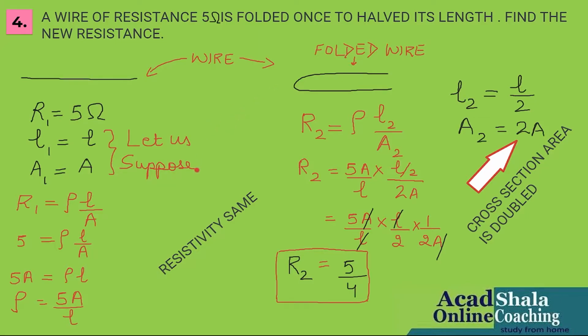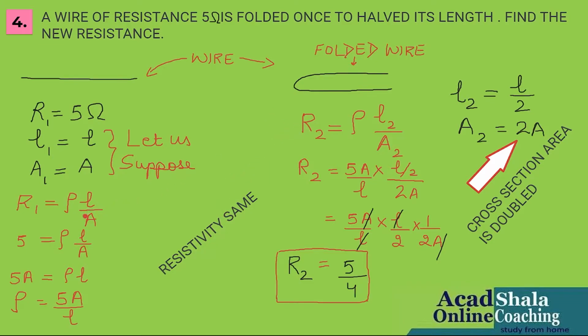Why? Because in both the cases, the wire was same. The only difference was that it changed its shape. That means I have folded according to the demand in the question. But they never said that the material is different. They only said that the wire is folded once to half. The material is same, but only it is folded once to half its length. If the material is same, of course, the concept says the resistivity will be same. This is the first thing I should know now.